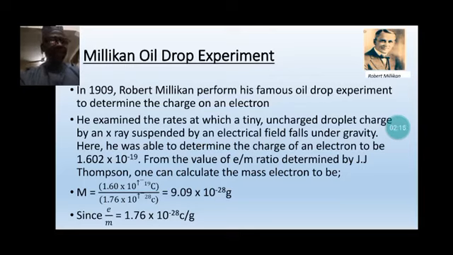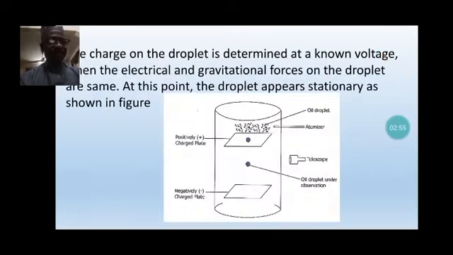At the same time, Robert Millikan in 1909 performed his famous oil drop experiment, and he was able to determine the charge of an electron, and thereafter the mass of an electron was calculated, which is 9.09 times 10 raised to power minus 28 grams. You can look at how infinitesimal an electron is. 9.09 times 10 raised to power minus 28 grams. It is pretty small.